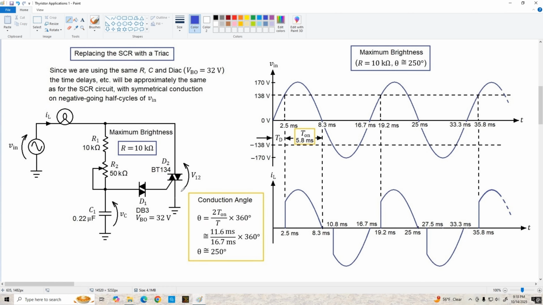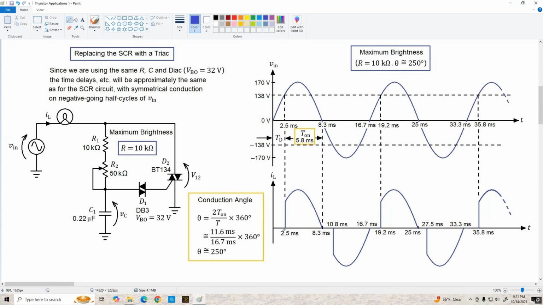And because the TRIAC conducts symmetrically for both positive and negative going portions of the line voltage, we're going to get a conduction angle that's twice that of the equivalent SCR circuit for a given pot setting. And here's the equation to calculate the conduction angle. In this case, it's 250 degrees. For the SCR, we had a conduction angle of 125 degrees.